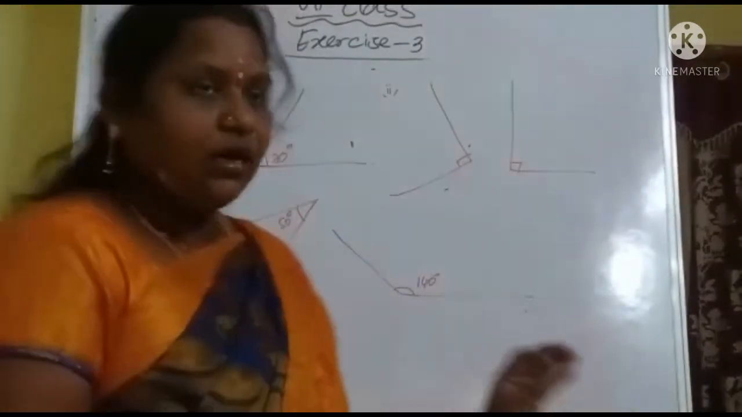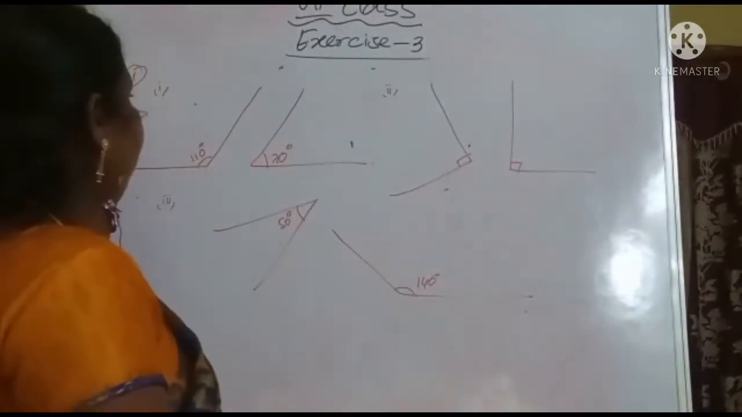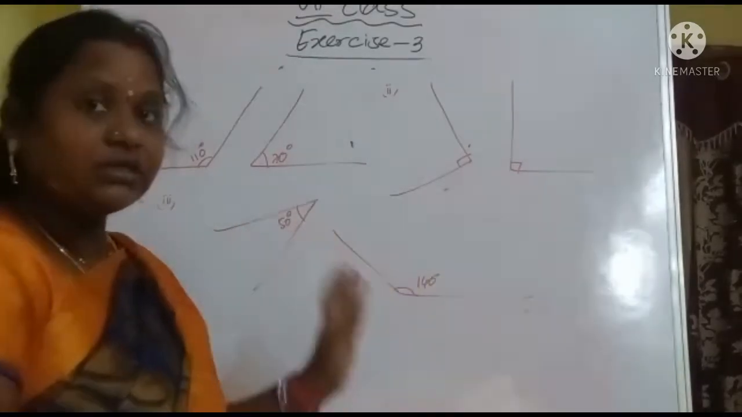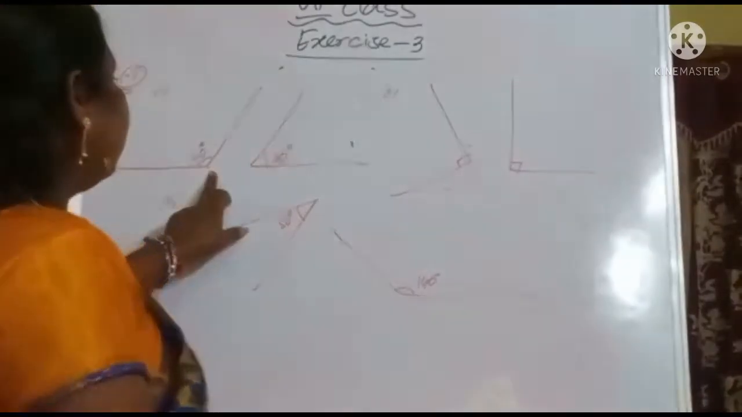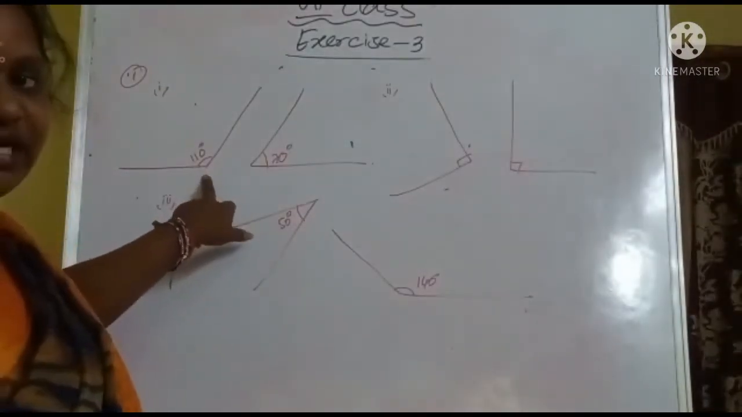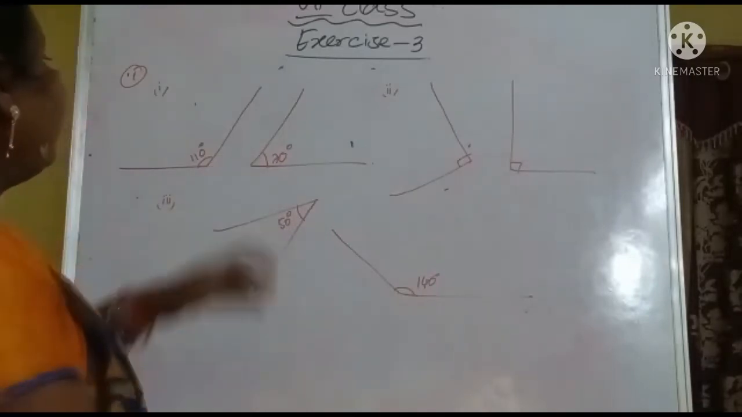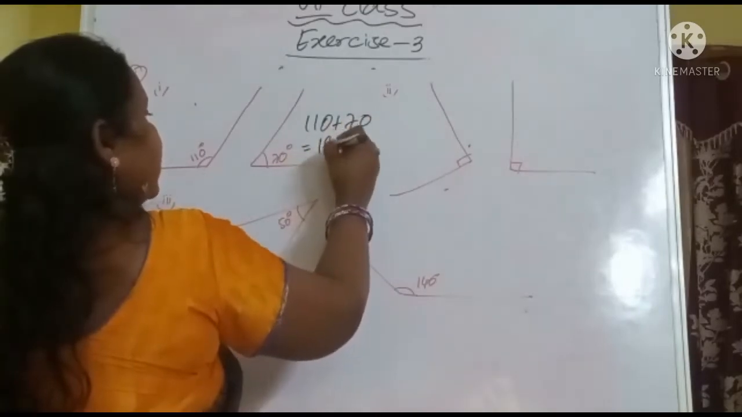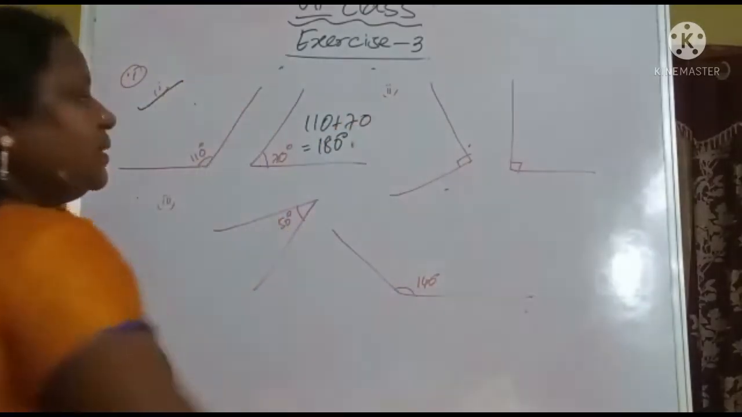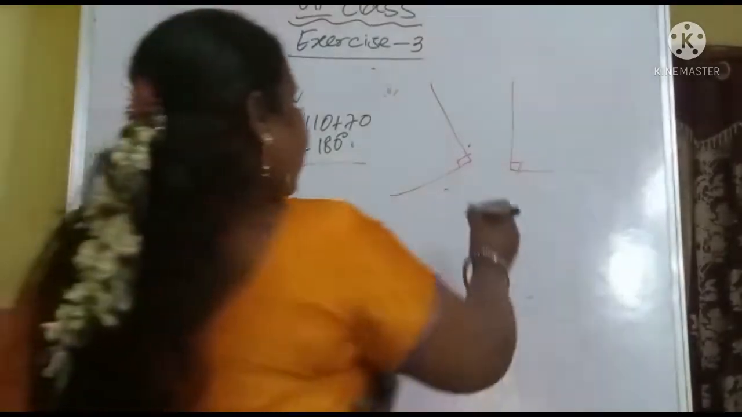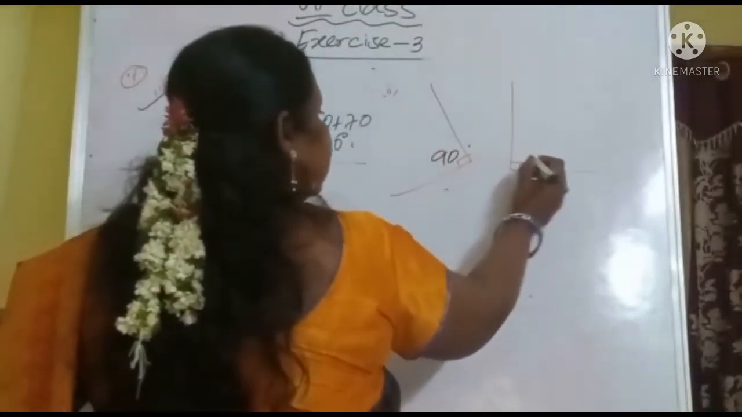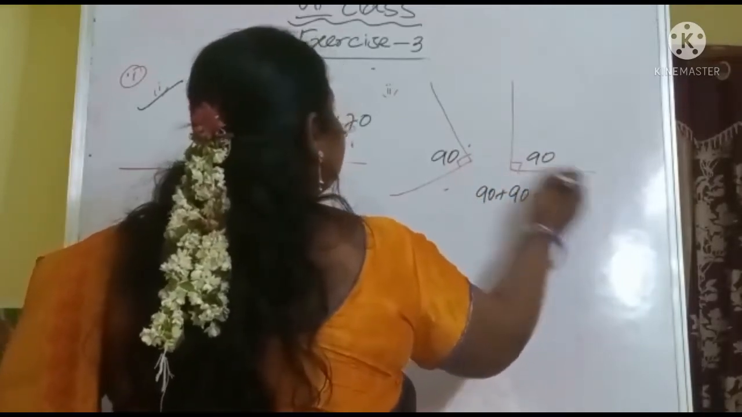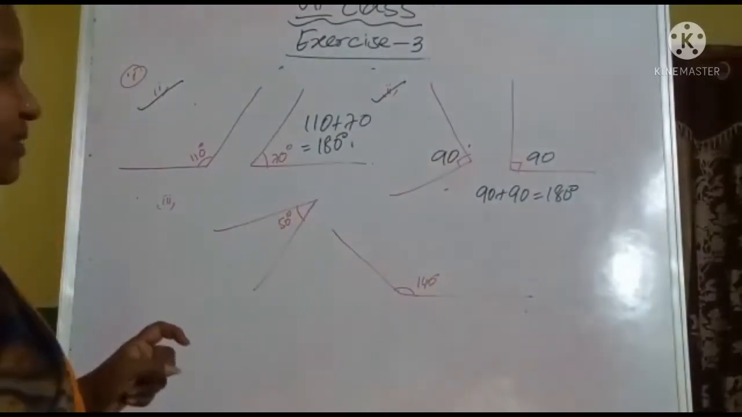In exercise 3, the first problem, he gave pairs of angles and is asking to check whether those pairs of angles are supplementary or not. In the first figure, the first one is 110 degrees and the second one is 70 degrees. 110 plus 70 is equal to 180 degrees. So yes, these are a pair of supplementary angles. Coming to this, this is 90 degrees and this is 90 degrees. 90 plus 90 is equal to 180 degrees. So this is also a pair of supplementary angles.